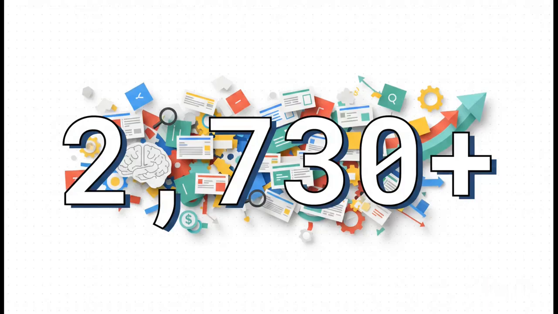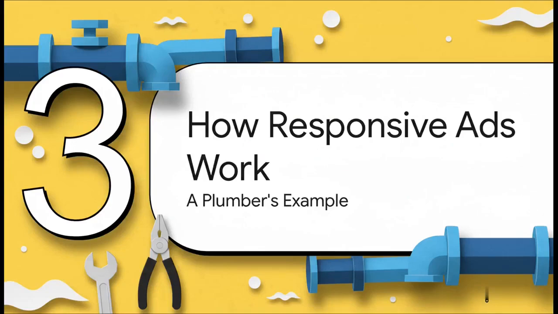And get this, this is where it gets really powerful. If you just give Google 15 headlines and 4 descriptions, which isn't that many, you are giving its AI over 2,700 different ad combinations to work with. That is a massive amount of testing that's happening automatically, behind the scenes, all to find the absolute best message for your customers.